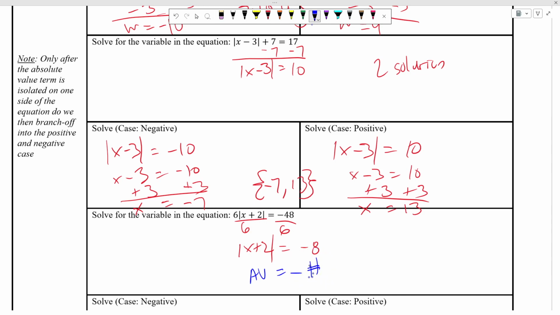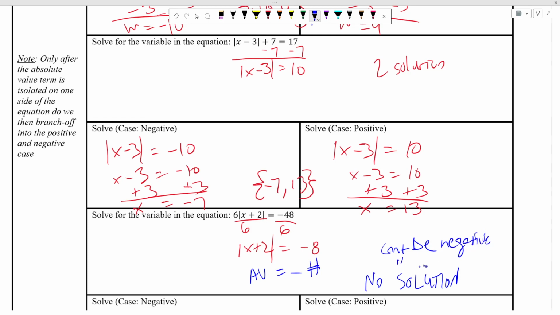The whole point of absolute value is to remove direction from consideration. The whole point of absolute value is to achieve a value of distance units. There is no such thing as negative distance. Thus, there is no solution. Can't be negative.